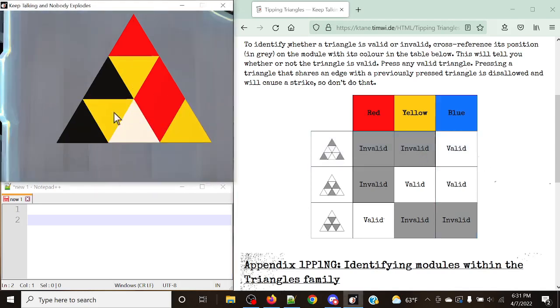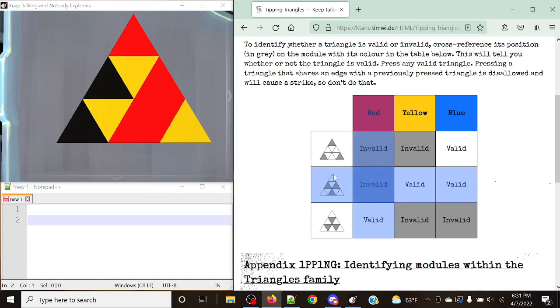So we're going to skip over this yellow one because it shares an edge with the red that we pressed. Or no, excuse me, it was the blue that we pressed beforehand and the blue that we pressed down here as well. So now, let's take a look. Red is going to be down in this position. We cannot press that because it is invalid.